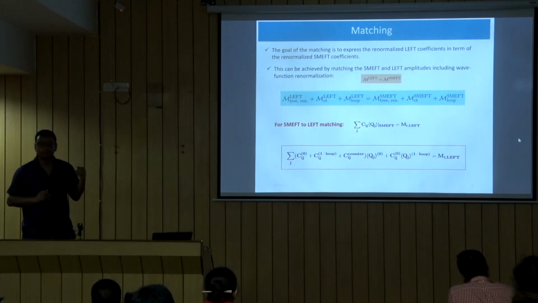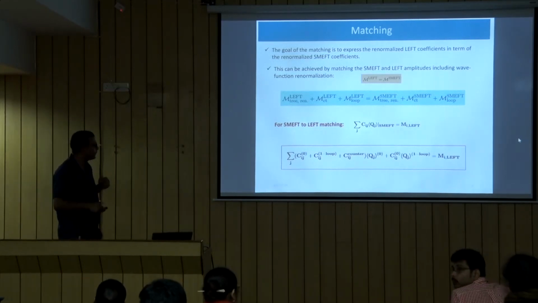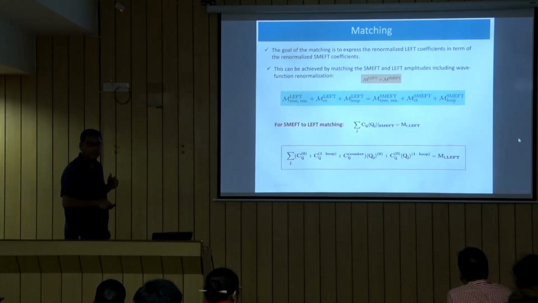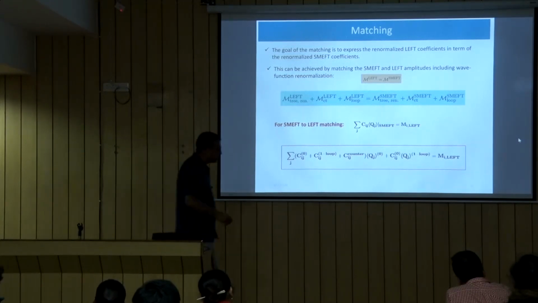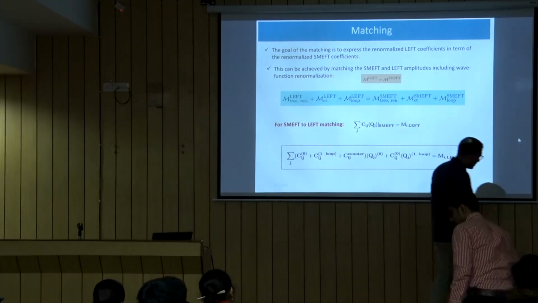Can you please take the last part? Last part. So you are doing a calculation, let's say matching at one loop level, right? So one loop level means, okay, let me write it down. So in general, what do you do?